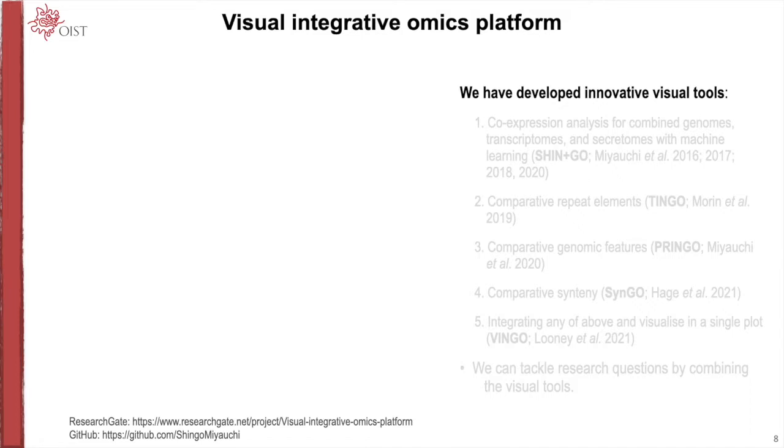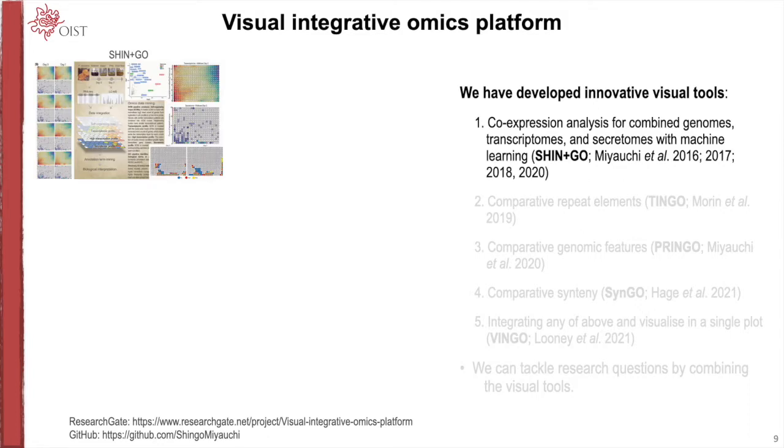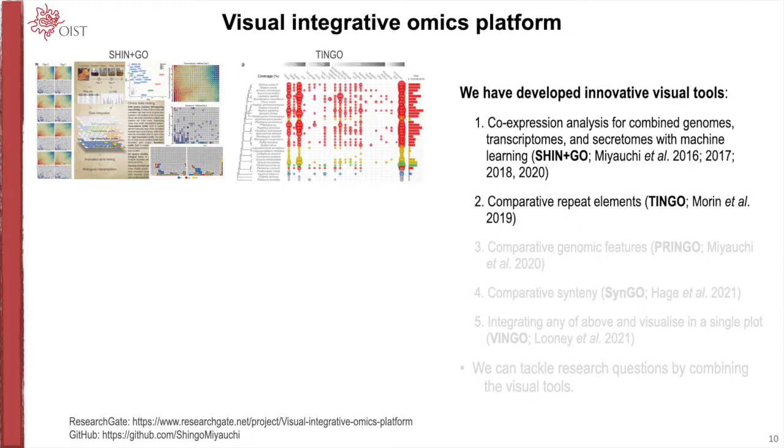So let's talk about the Visual Integrative Omics Platform. So we have developed innovative visual tools. First one, co-expression analysis for combined genomes, transcriptomes, and secretomes with machine learning. The tool is called SIM+Go. We can compare repeat elements in genomes with a tool, Tingo.